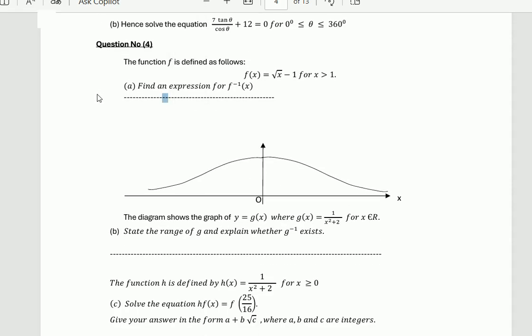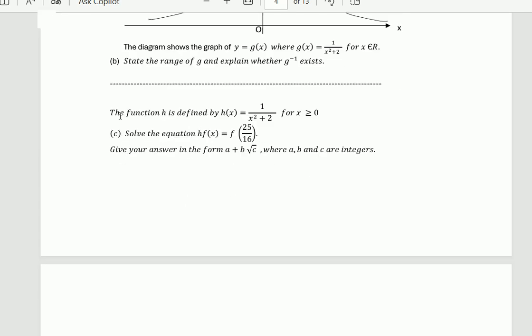For question number 4, the function f is defined as f of x equals x under root (x minus 1) for x greater than 1. Part A, find an expression for f inverse x. Now for part B, the diagram shows the graph of y equals g of x, where g of x equals 1 over x square plus 2 for x belonging to R. State the range of g and explain whether g inverse exists.